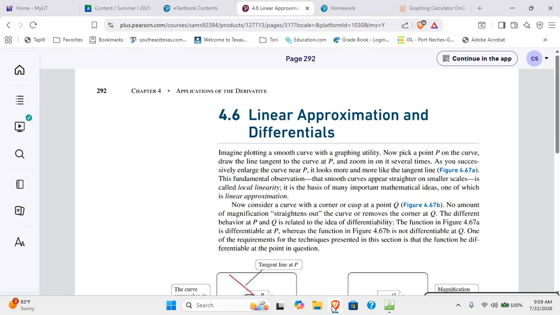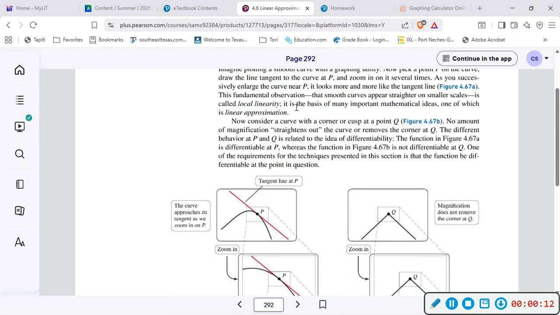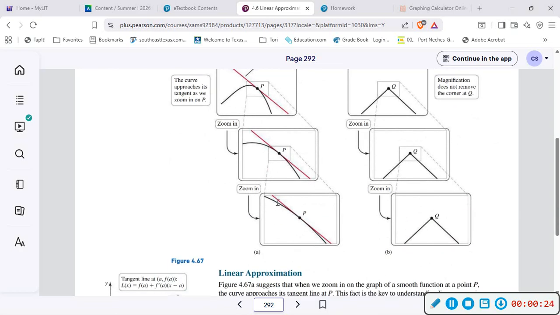All right, today we're going to be looking at 4.6, linear approximation and differentials. This is a good read. It talks about how we're going to look at a smooth curve and find the tangent line. If you zoom in closer and closer, the actual graph curve approaches the tangent line. So as you get closer, taking the derivative or finding that tangent line gets you really close, and so we're going to use that to approximate points.